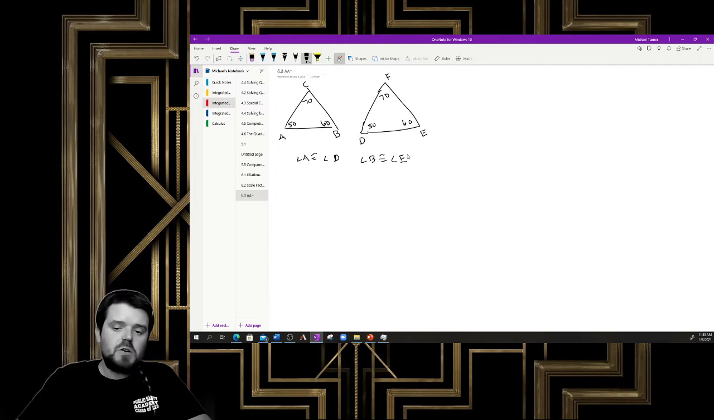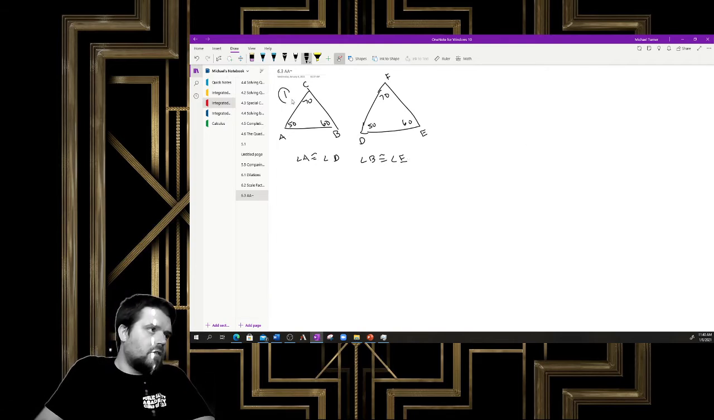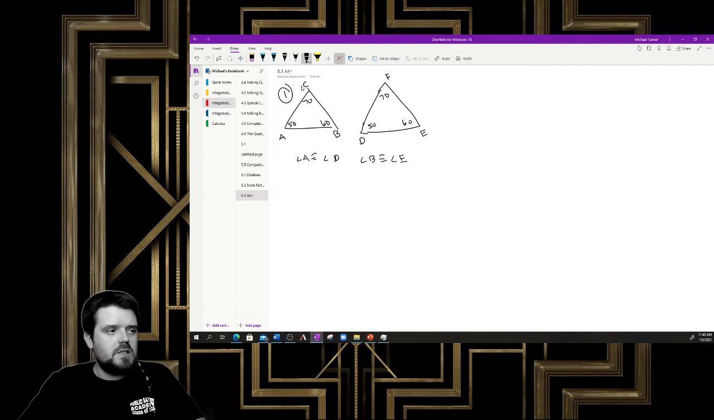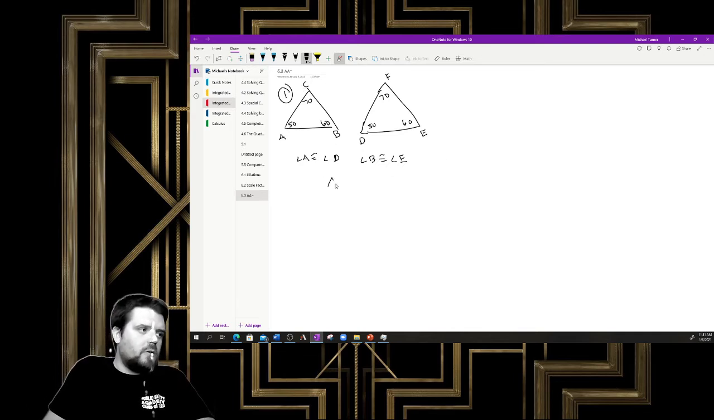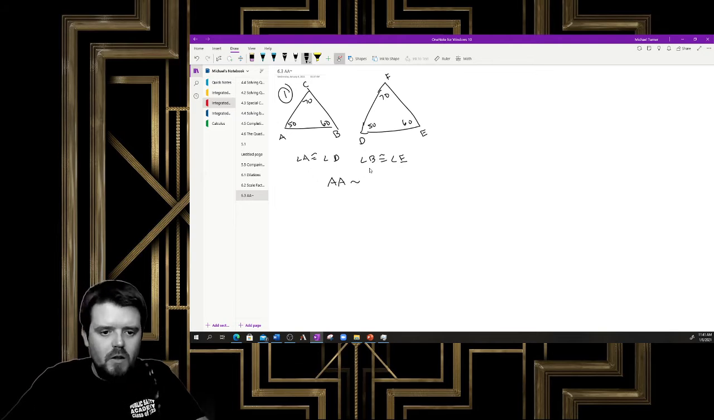So these are pretty straightforward when we're given all of the measurements. It'll say, are the triangles similar, yes or no? Justify your response. And you can tell me A is congruent to D, B is congruent to E, therefore they're similar by angle-angle similarity. So that little squiggle on top of the congruency symbol, we're just writing that by itself. That indicates similarity. So these two triangles are similar by angle-angle similarity.